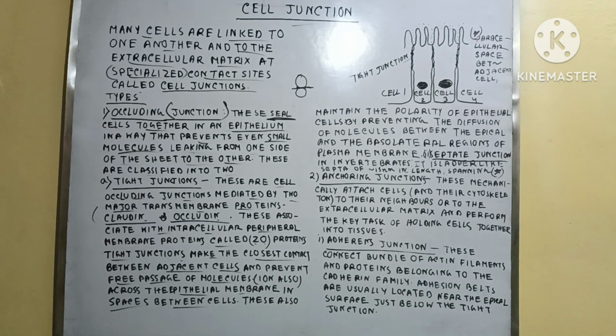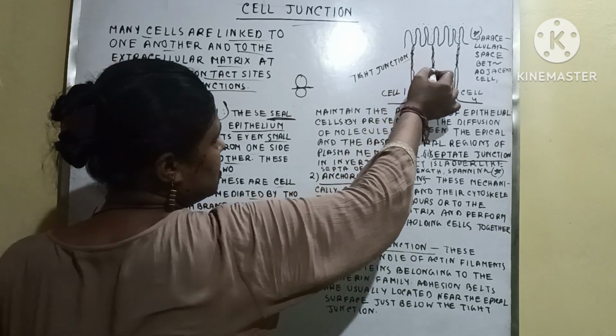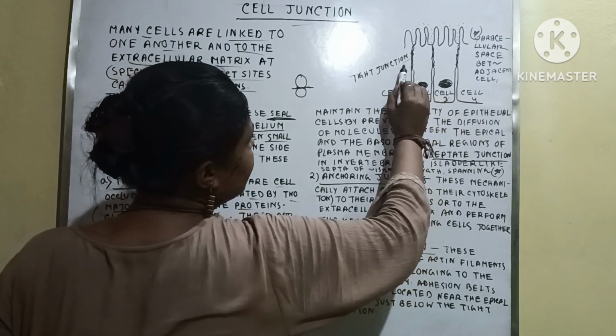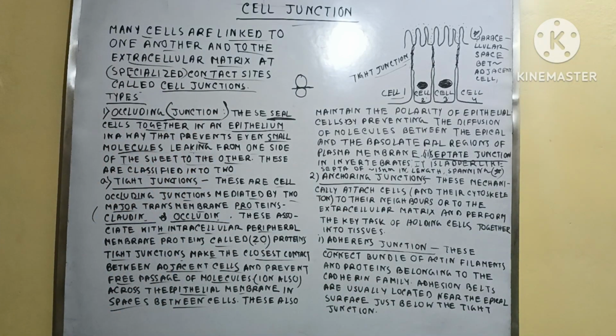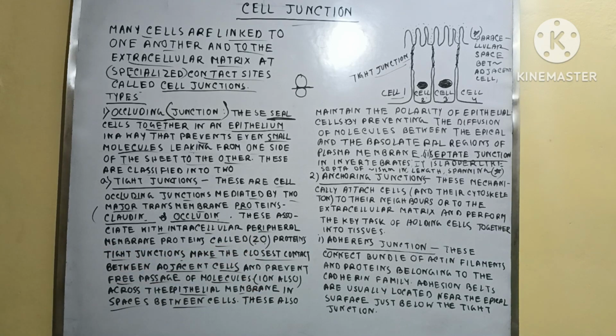This is the rough structure you can see here; these are the tight junctions. One cell, two cells, three cells, these are the cells, and they are connected with this junction. This is called the tight junction. Clear? Here two proteins are very important. These are the transmembrane proteins: one is claudin, another is occludin. Clear? And these are associated with the intracellular peripheral proteins, which are also known as the ZO proteins.